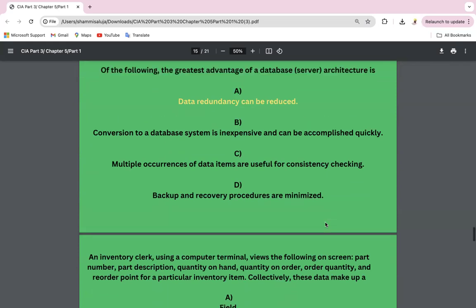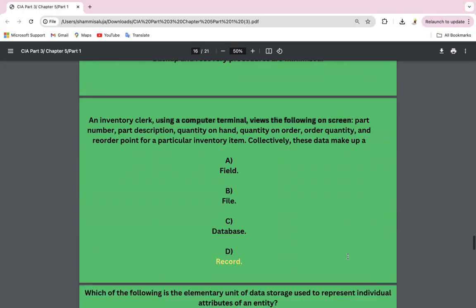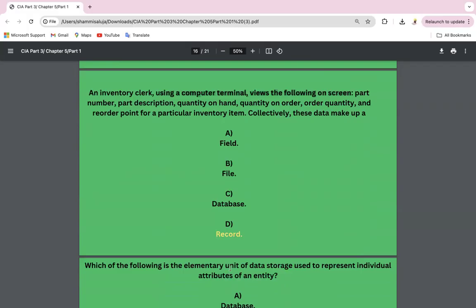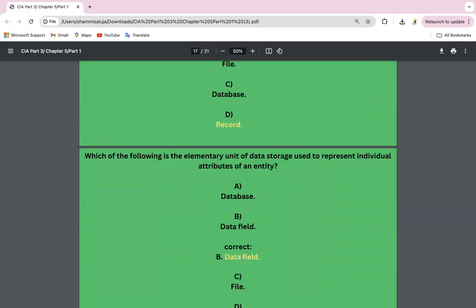Another, an inventory clerk using a computer terminal is viewing the following on screen: part description, quantity in order, quantity in hand. These are all lots and lots of what? Fields. So these are records. Which of the following is the elementary unit of data storage to represent individual attributes of an entity? So the smallest one is the field. Field is preceded by, the group of fields is what? Record. And group of records is files, right?